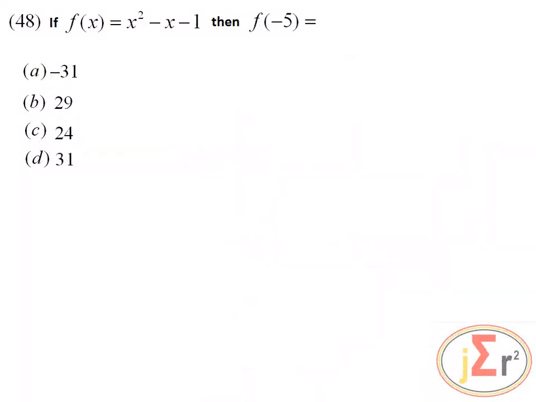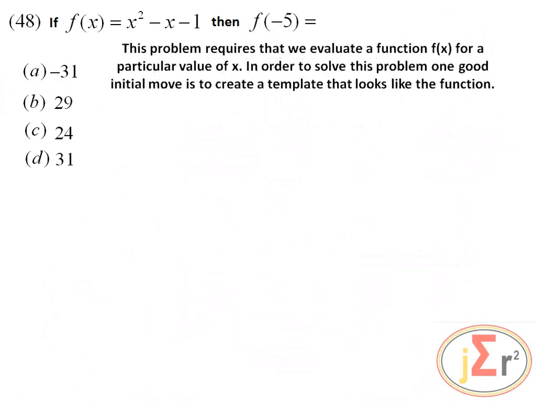If f of x is equal to x squared minus x minus 1, then f of negative 5 is equal to... This problem requires that we evaluate a function f of x for a particular value of x. In order to solve this problem, one good initial move is to create a template that looks like the function. So there's your template that looks like the function.